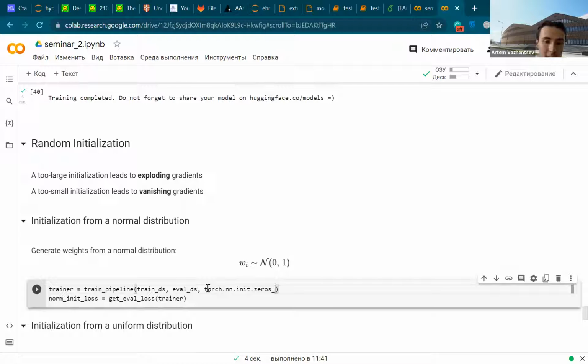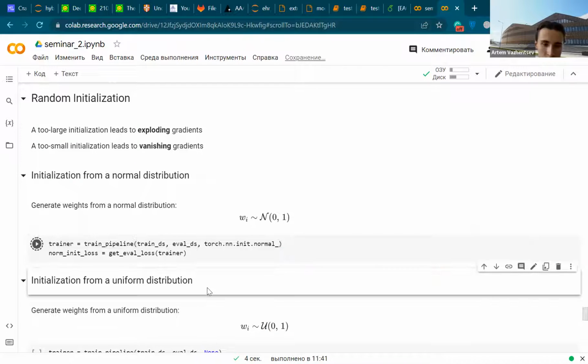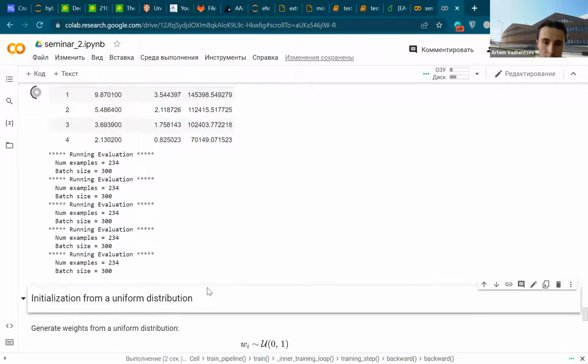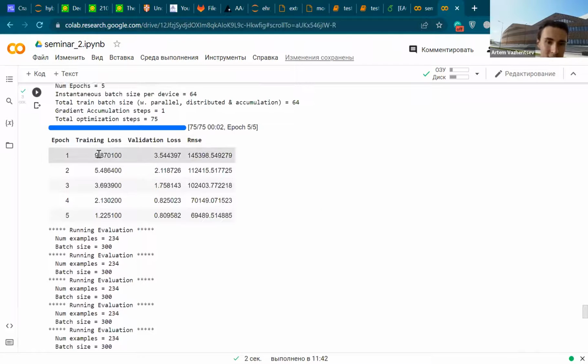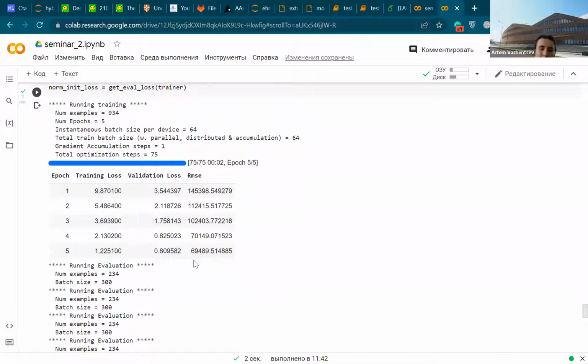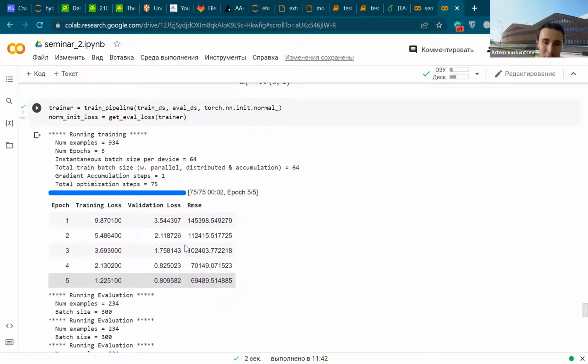Here, first of all, we apply the normal distribution. We can see that it starts with not such big values as with constant initialization. However, it optimizes very slowly. I think we need more than 10 times higher number of iterations to optimize this model.